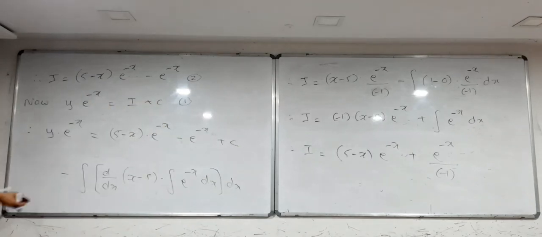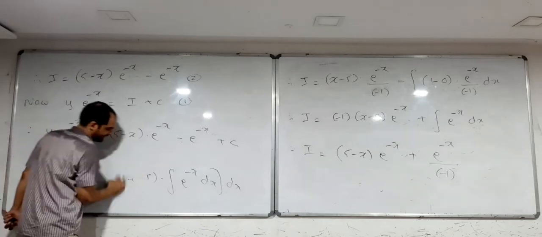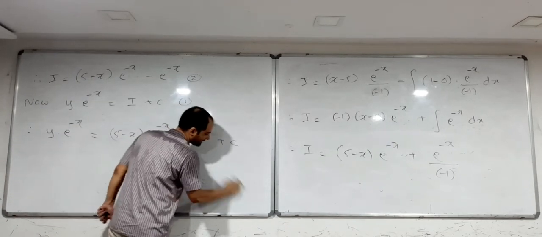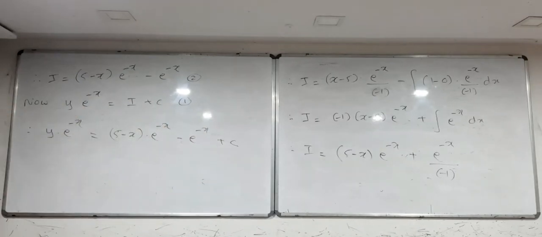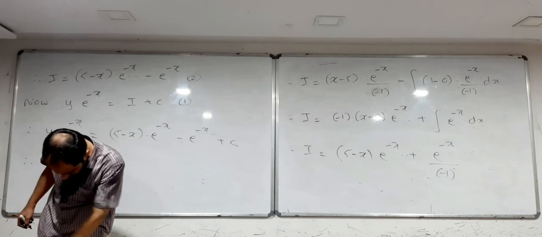Now again, what is the thing? आपको क्या करना चाहिए? Just write e raised to minus x. Just write e raised to minus x as how? e raised to minus x आप लिख दो. So this will be okay.